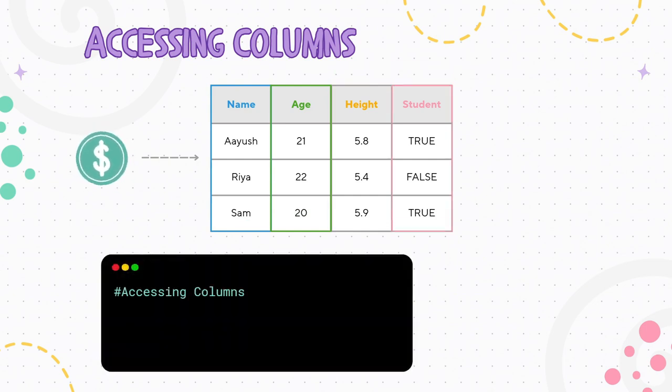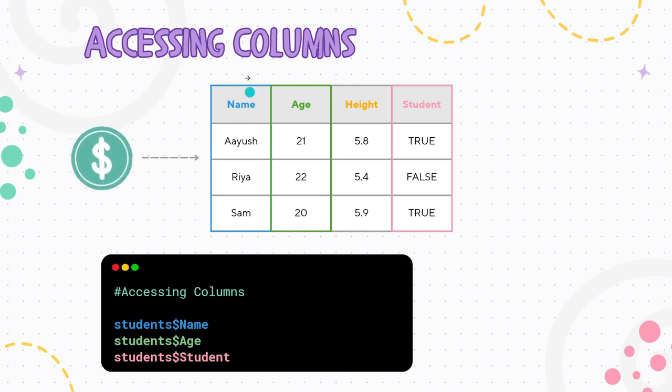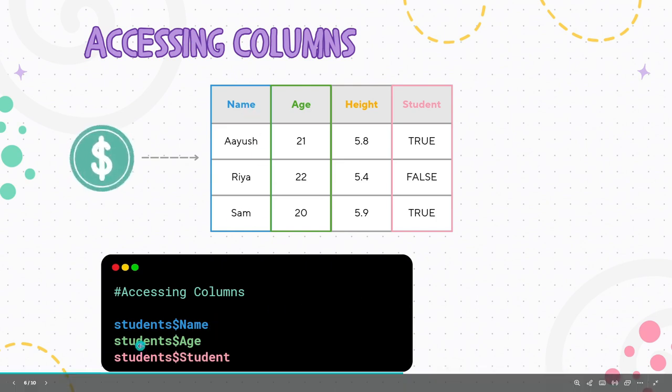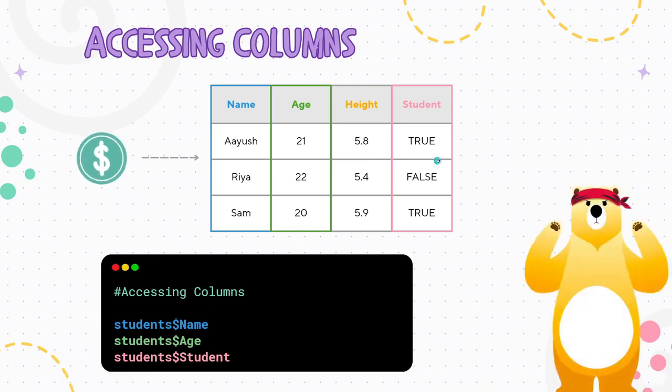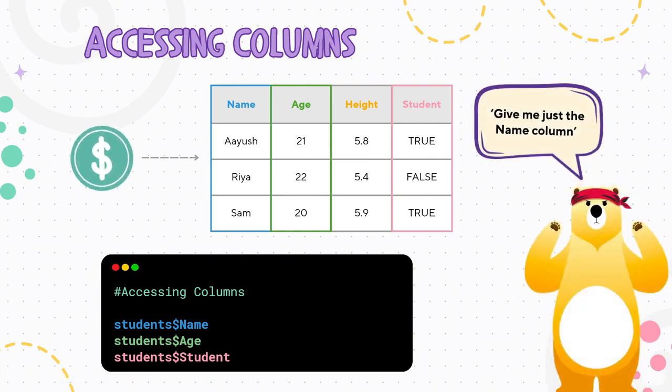So inside of our code, if we did students, $, and then name, it would give us the name column. Likewise, students, $age gives us the age column, and students, $student would give us the isStudent column of logical values. So like I said before, it's like just asking R to give us the name column. So let's practically fetch our name columns, and a bonus point, fetch specific values inside of a specific column. So if I wanted to fetch Ria, let's see how we can do that inside of our R compiler.